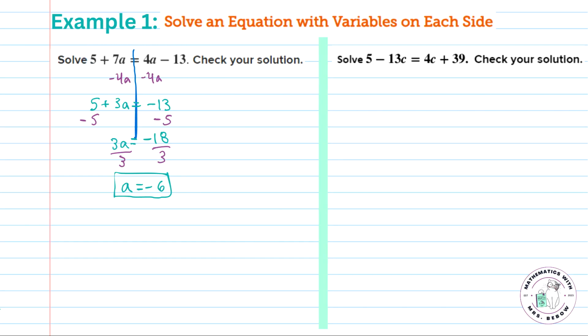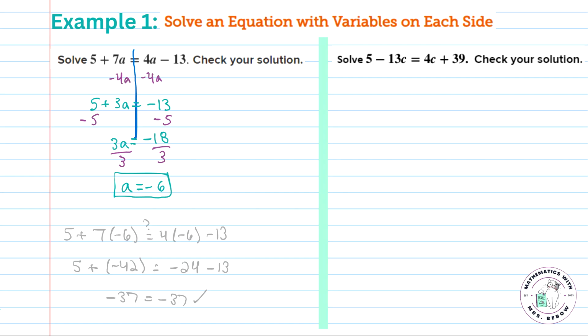So if we just take a moment to do that, we're going to write 5 plus 7, and then parentheses negative 6, and we're saying, okay, does this equal the 4 times negative 6 minus 13? So we're going to have 5 plus negative 42 equals negative 24 minus 13. So 5 plus negative 42, that is going to put me at negative 37. And then on the right-hand side, I'm also going to get negative 37, which means that my equation checks out.